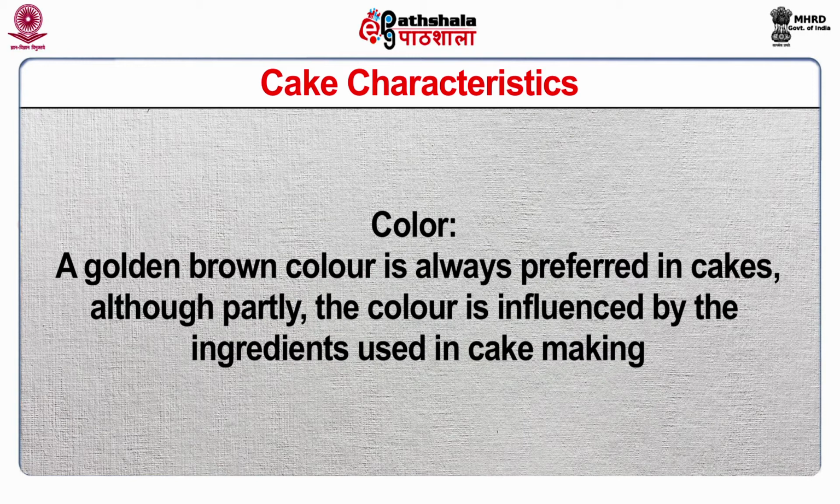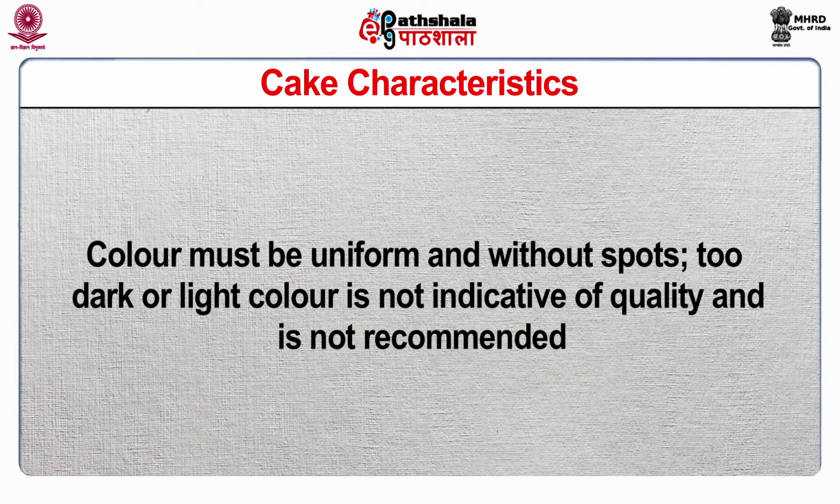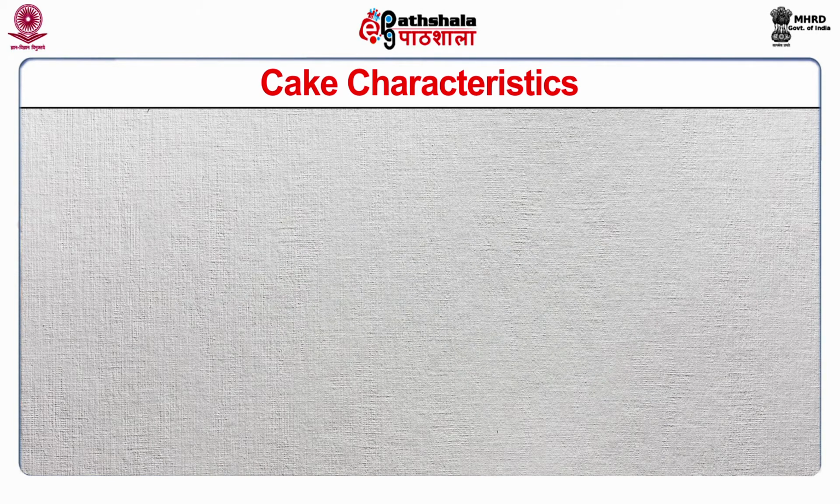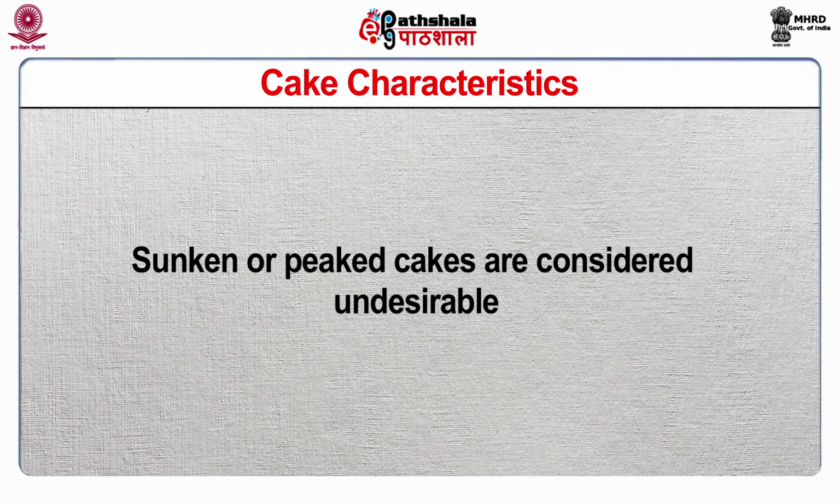A golden brown color is always preferred in cakes, although partially the color is influenced by the ingredients used in cake making. Color must be uniform and without spots. Too dark or light color is not indicative of quality and is not recommended. Second, shape or volume. A uniformly shaped, well-risen cake indicates good quality. Sunken or peaked cakes are considered undesirable.